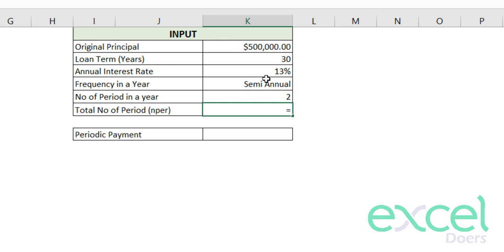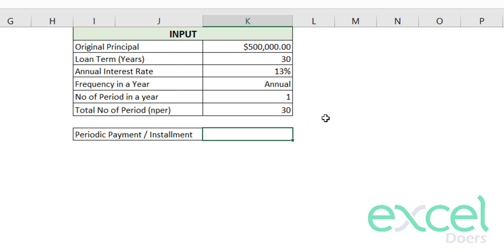So the number of total installments is basically 30 times the number of periods in a year. So there are 60 installments in 30 years. If I am paying monthly, there are 360 installments, every month I have to pay. And if I am paying annually, there are only 30 installments for 30 years, right? So what is your periodic payment? I can also call it your installment payment, right?